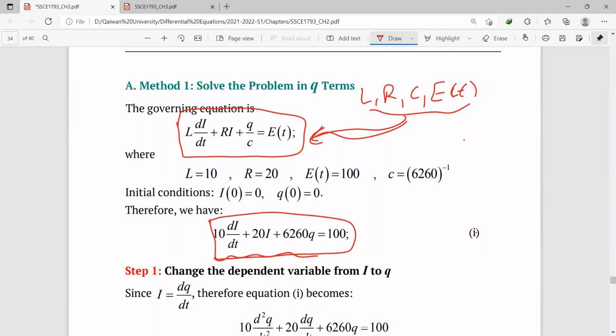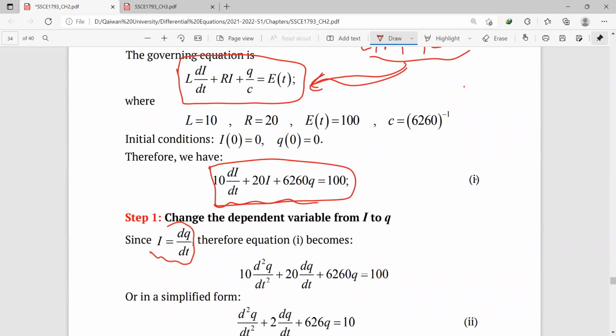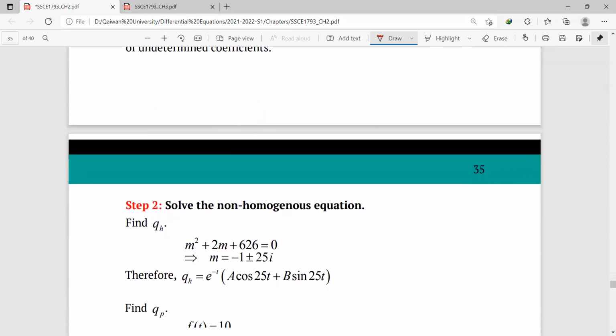Now we have two dependent variables, which are I and Q, and you must solve it for only one of them, either Q or I. We can solve it for I and we can solve it for Q, and in both cases we must get the same result. But here we have given that I equals dq by dt. Let's solve it for Q.